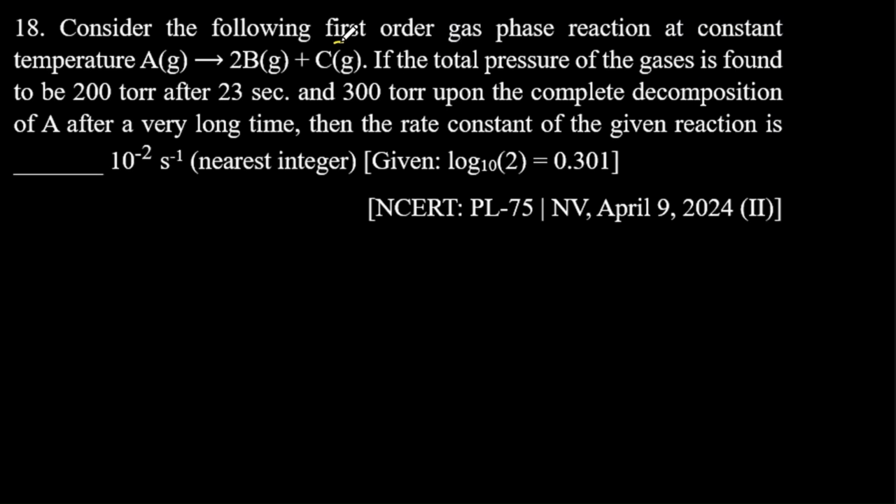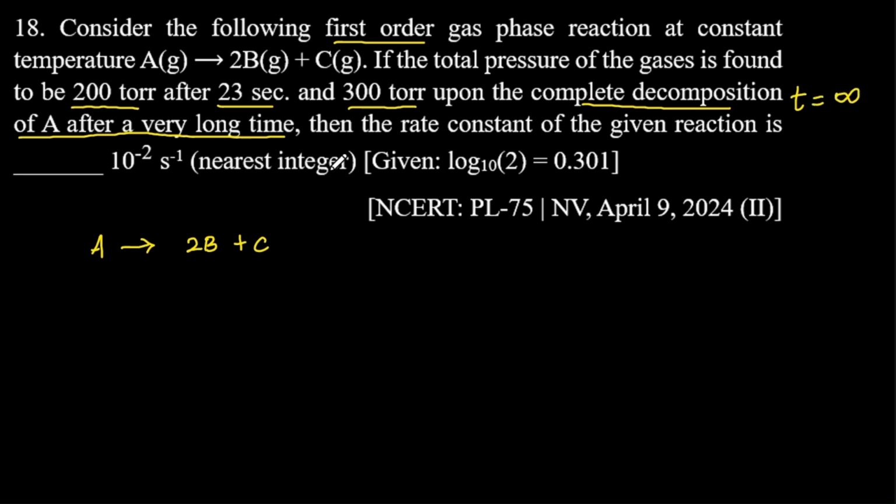Consider the following first order gas phase reaction at constant temperature. The equation given is A gives 2B plus C. If the total pressure of the gases is found to be 200 torr after 23 seconds and 300 torr upon the complete decomposition of A after a very long time. For a first order reaction, the complete decomposition occurs at time infinity. So now the question is, then the rate constant of the given reaction is.